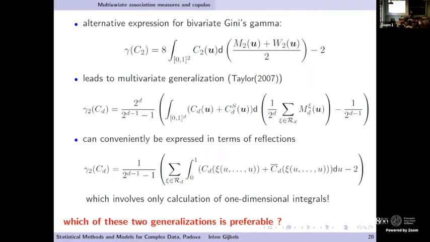And in fact, our first question was, can I compare the two? Which one of the two should I use? If I want to use a multivariate Gini's gamma, which one should I use? That was my question years ago.